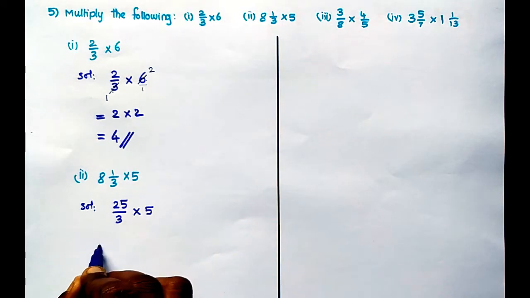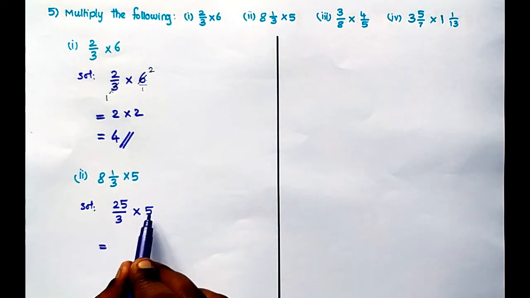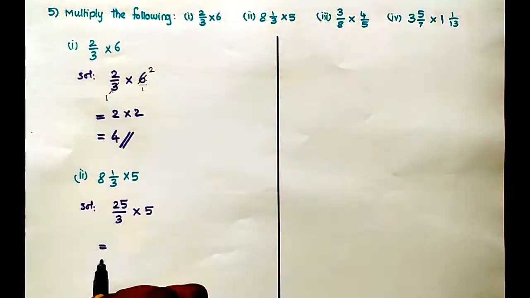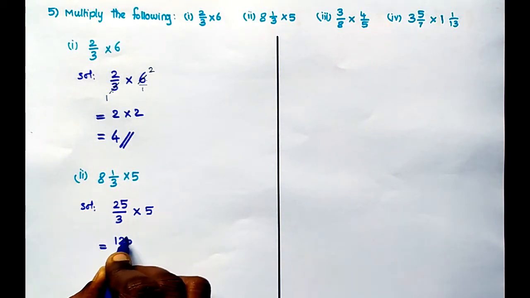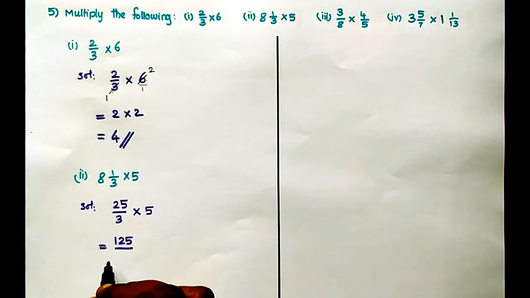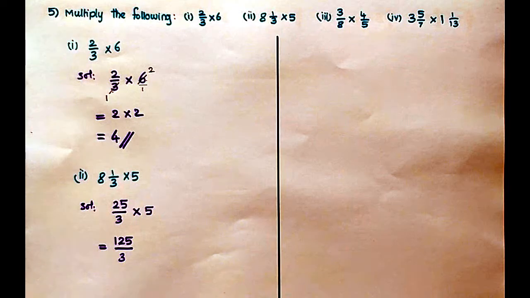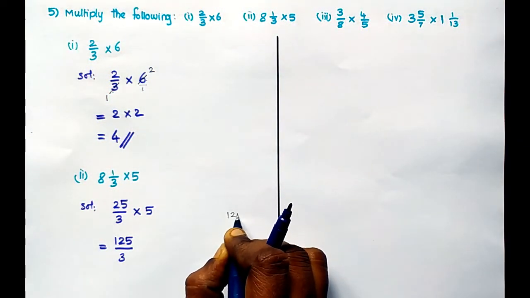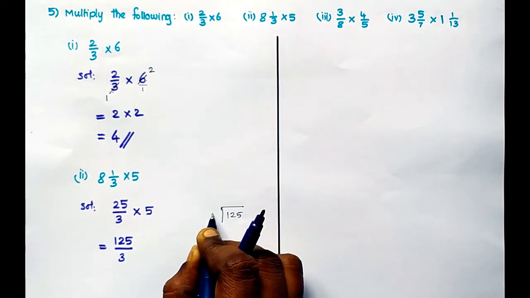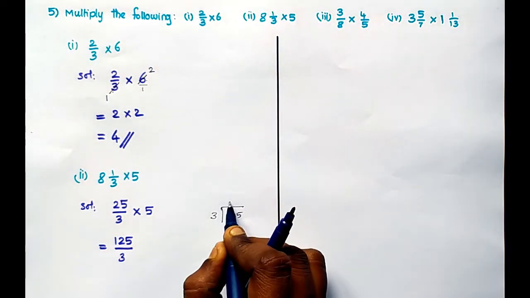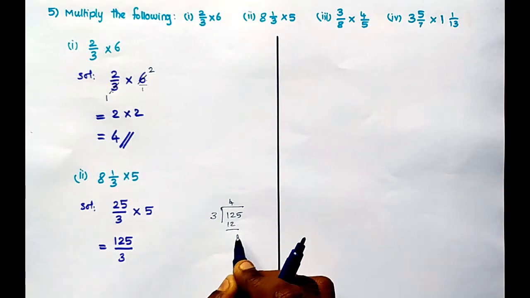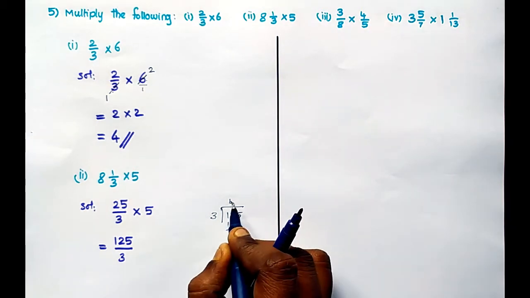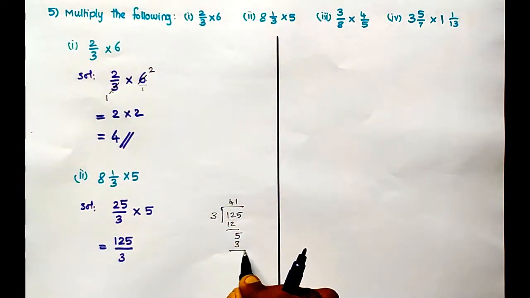There is no cancellation. So numerator with numerator, that is 25 5s are 125 divided by 3. Now change into mixed fraction. 125 divided by 3. 3 4s are 12. Bring down 5, means 1 3 is 3. Balance 2.